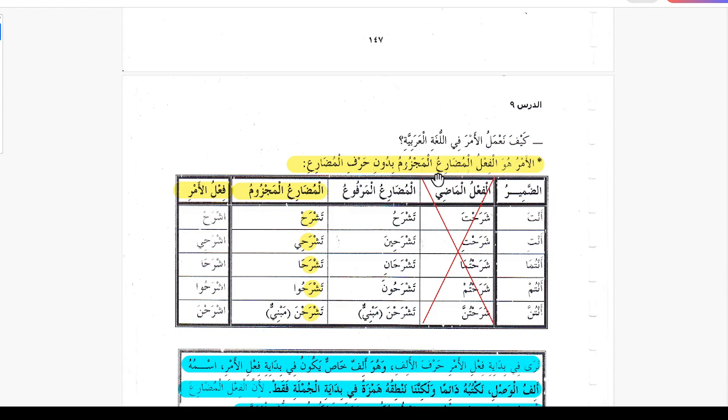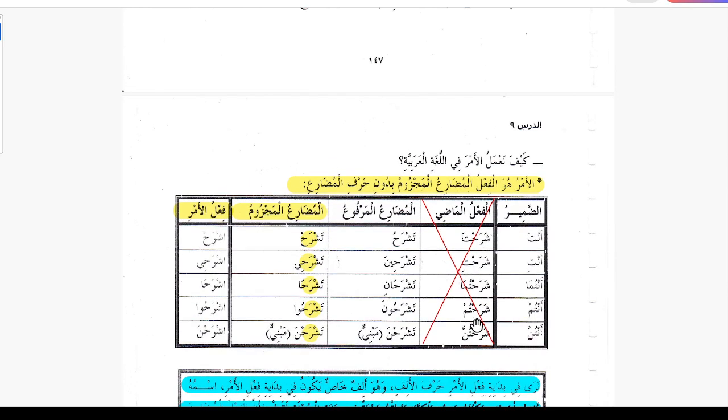And fi'lul madi, that is why I have crossed it, because in the past tense we can't make any commands. So we don't need the past tense to make a fi'lul amr. It only comes from the fi'l mudari', and only these pronouns: anta, antuma, antum, anti, antuma, antunna. So al-amru huwa al-fi'lul mudari'u majzumu, the fi'l amr is actually the fi'l mudari' majzum. You know how we make a fi'l mudari' majzum. So if we remove the harful mudari' from the fi'l mudari' majzum, then it becomes fi'lul amr.